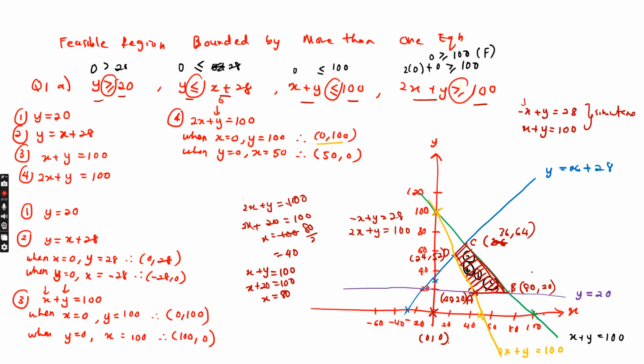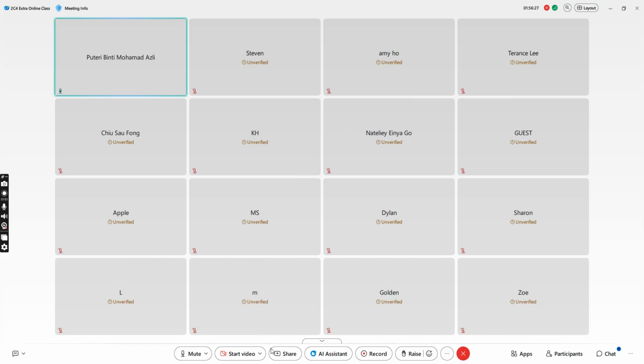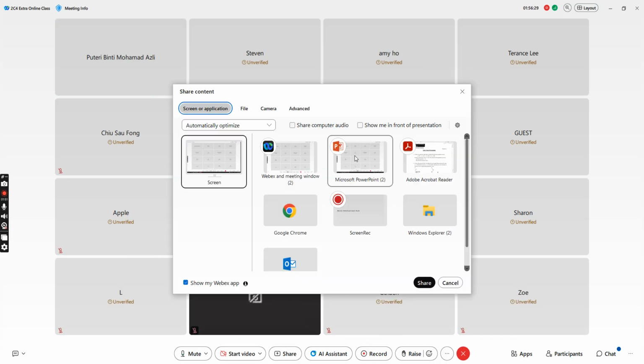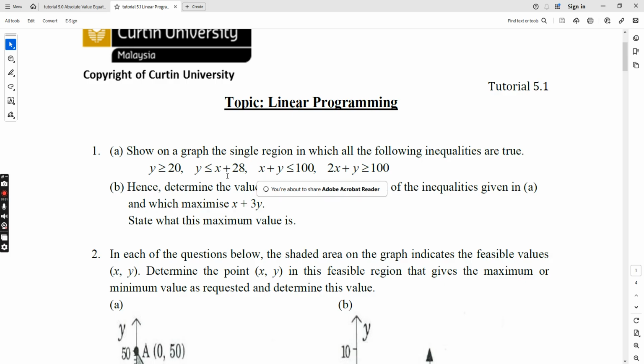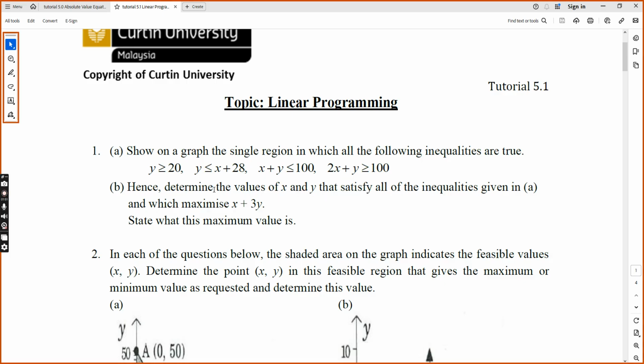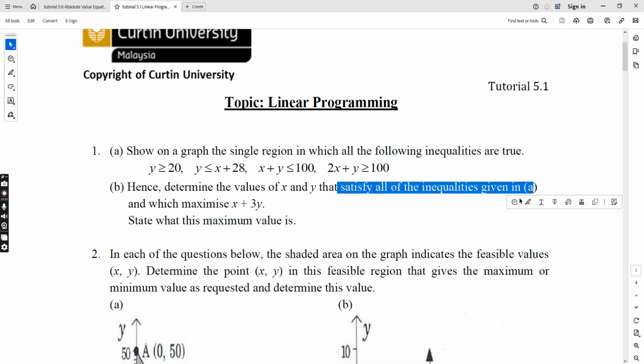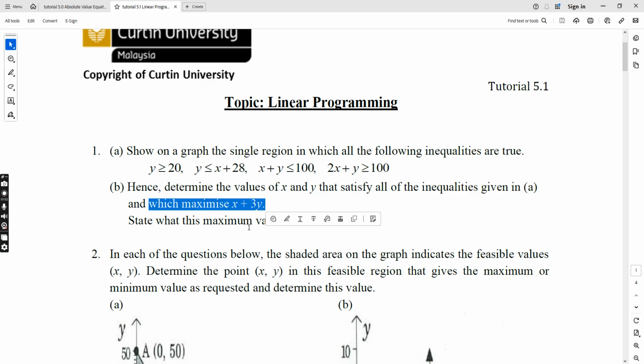Now, based on the question inside your tutorial, they ask you to determine the value. So you determine already the points that satisfy the inequalities that are given. So using the vertices that we found just now, the 4 points that we have, they ask us which of the coordinates that we have maximize x plus 3y.